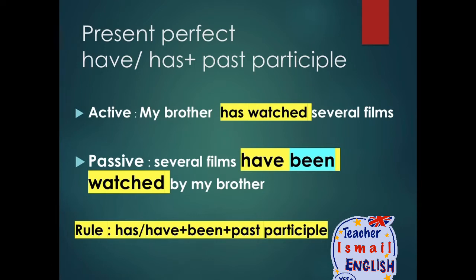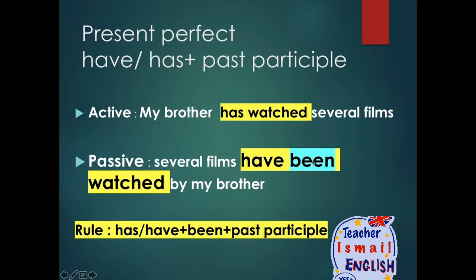My brother has watched several films. In the passive, you can say several films have been watched by my brother. So the rule that we apply here in the present perfect is that we put have or has, plus been, plus the past participle.